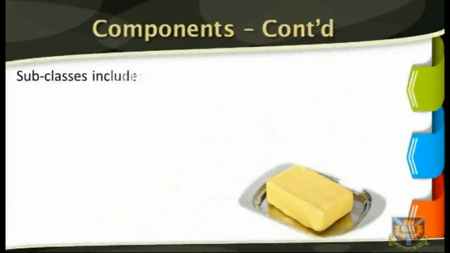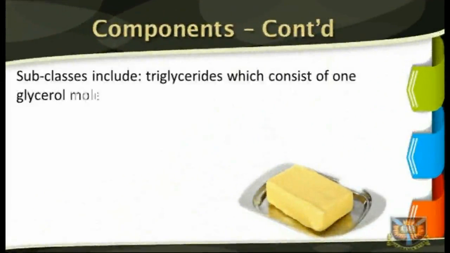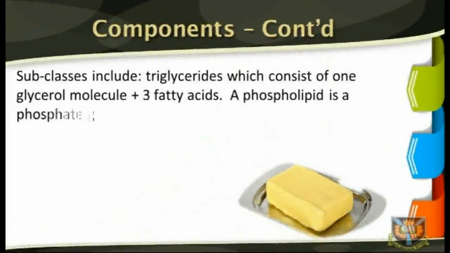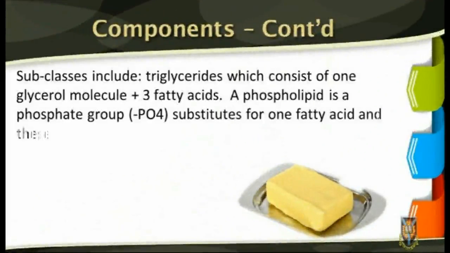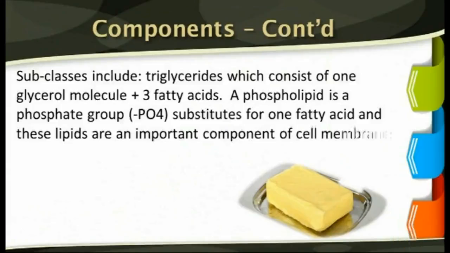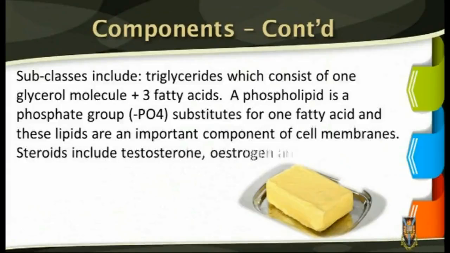Subclasses include triglycerides, which consist of one glycerol molecule plus 3 fatty acids. In phospholipids, a phosphate group substitutes for one fatty acid, and these lipids are an important component of cell membrane. Steroids include testosterone, estrogen, and cholesterol.